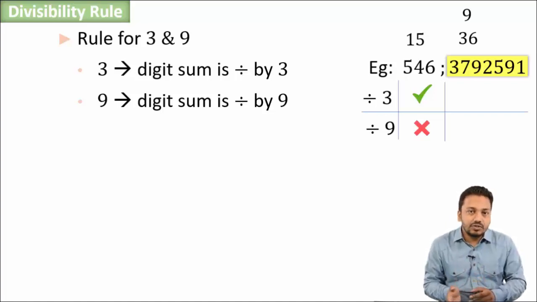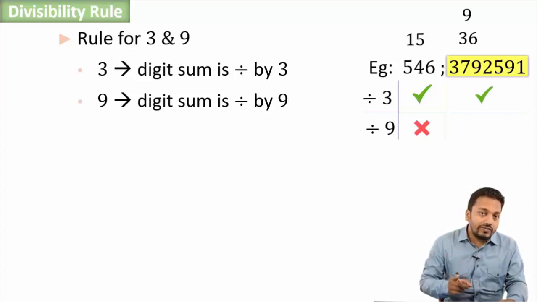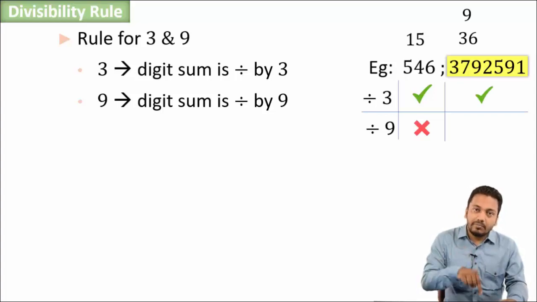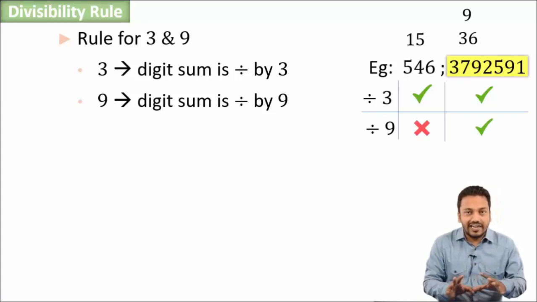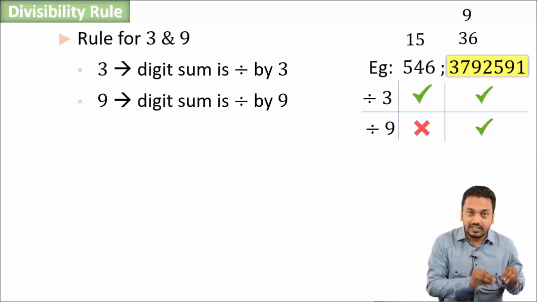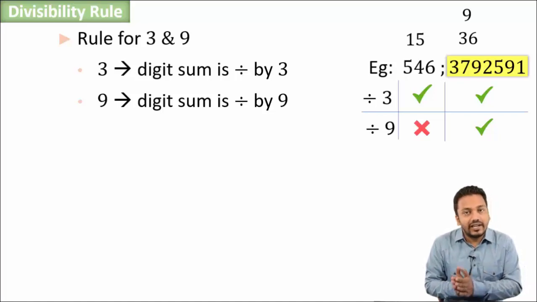Yes, it is divisible. So this big number will also be divisible by 3. 9 is also divisible by 9. So this number will also be divisible by 9. So here while adding the digits, we got 36. The sum was 36. The digit sum was 36. We again added 3 plus 6 and got 9.